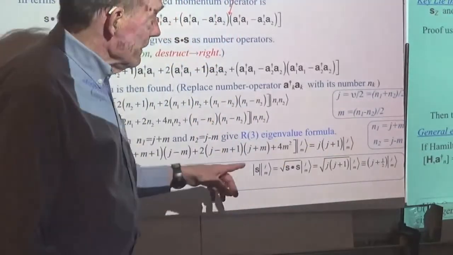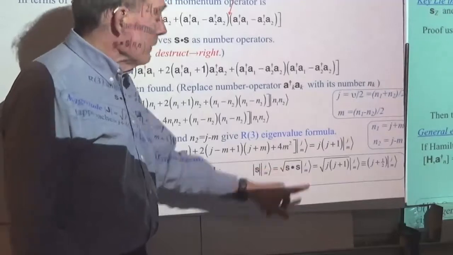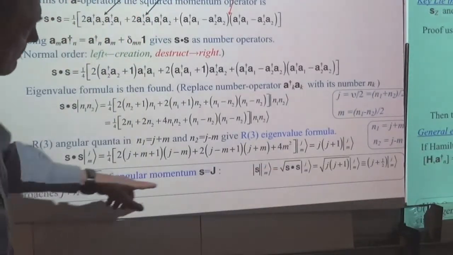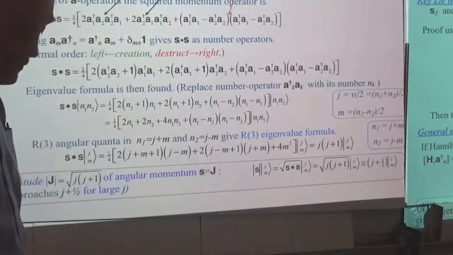If we're talking about the magnitude, that is the square root of the square of an angular momentum j operator. And we will be using j's for everything pretty soon here.